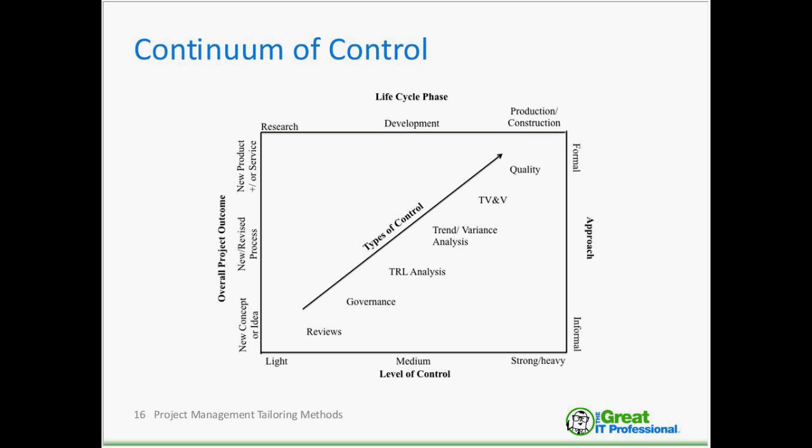And the types of controls that you're going to use for each one of those intended project outcomes is going to scale up. You're going to want to use more controls, typically, for development of a new product or a service than you would for a new concept or idea. As you move across the life cycle phase from research to development to production and construction, your controls typically also go up. We're going to talk a little bit more about life cycle in a few slides.